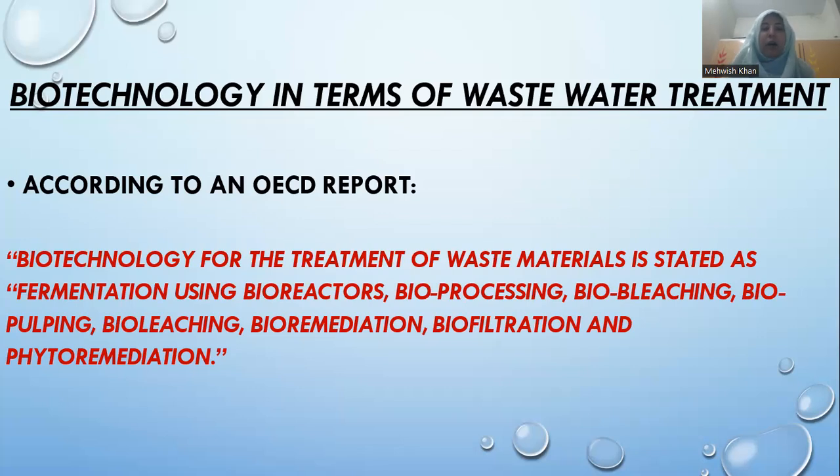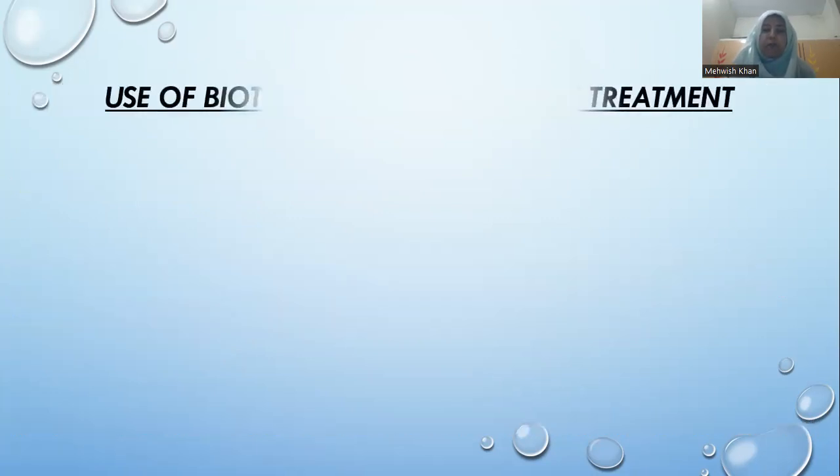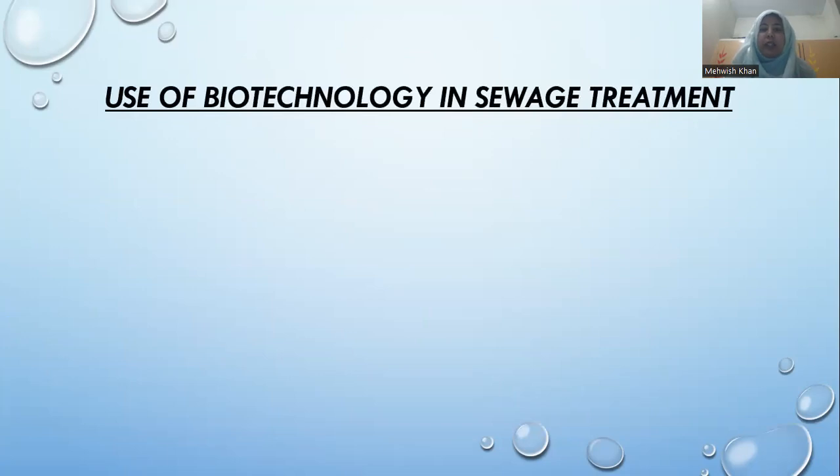So this is all about how biotechnology is defined in terms of waste material. The microbiological process uses living organisms, such as bacteria, to degrade waste and convert it into usable forms. Not only does this biological process use bacteria to degrade the waste, but the waste can be converted into usable forms. So this is all about biotechnology in terms of wastewater treatment. Now, the use of biotechnology in sewage treatment.